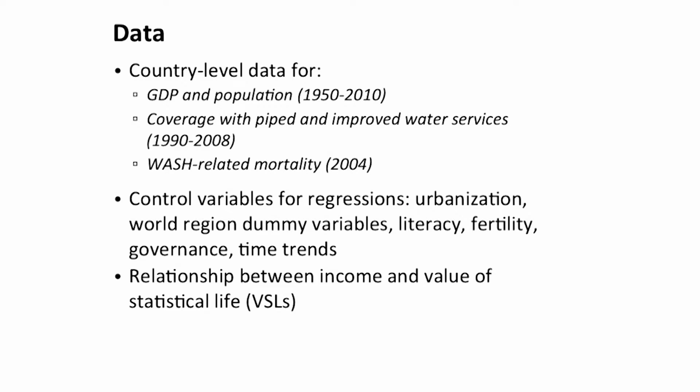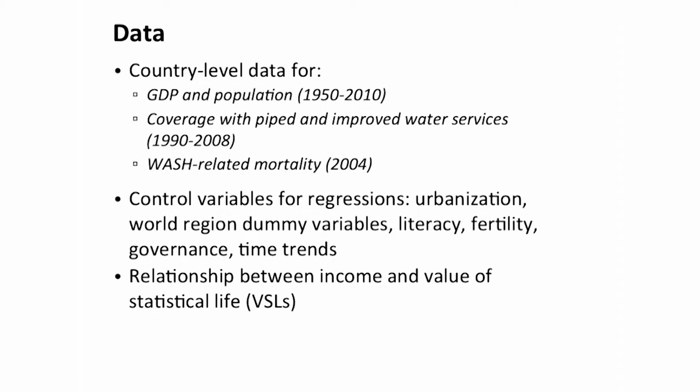The data we're going to use to estimate this simulation model are at the country level. They're country-level averages. Now, there are problems with using country-level averages, particularly for big countries like China and India, where households have many different conditions in water and sanitation, but we're going to take an average of those conditions for the whole country. We also have variables for coverage for piped water and sanitation services from the JMP from 1990 to 2008. And we have WASH-related mortality statistics from 2004 from the World Health Organization.